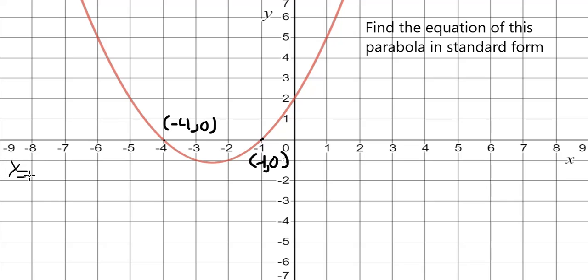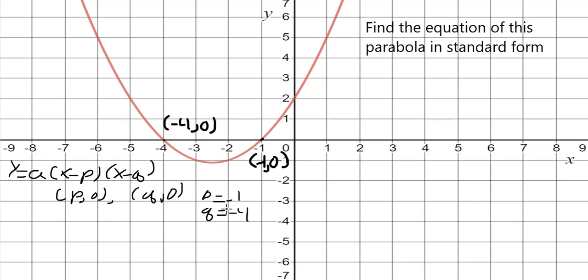Intercept form is y equals a times x minus p times x minus q, where (p, 0) and (q, 0) are roots. If our roots are -4, 0, and -1, 0, then p equals -1 and q equals -4. Could be the other way around, doesn't matter. When I plug those in, y equals a times x plus 1 times x plus 4. Now I need to figure out what a is.